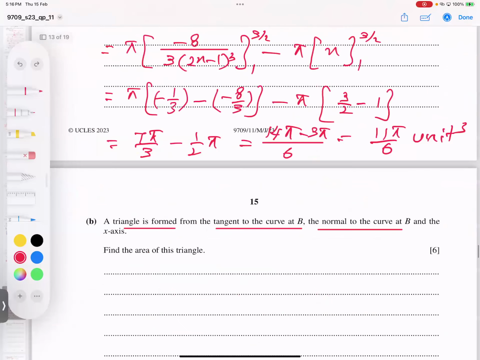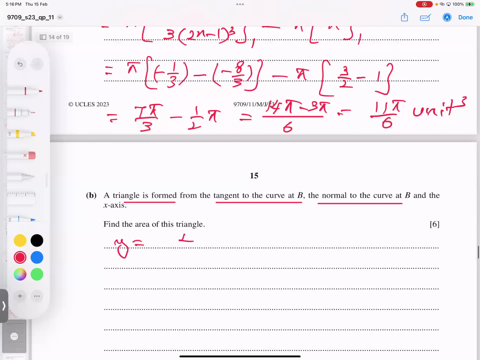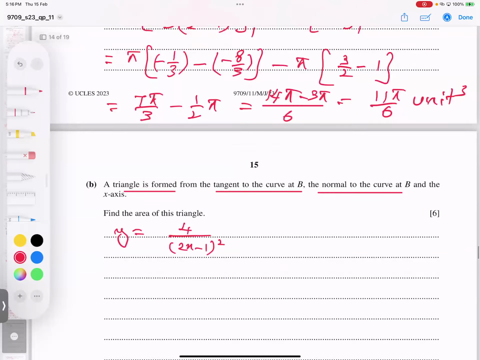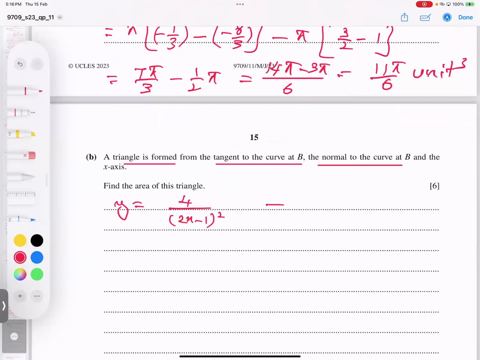The curve is y equals 4 over (2x minus 1) to the power 2. So let's start differentiating. All of you know when you differentiate, what comes? dy over dx. Can I differentiate directly? No way. I have to bring it up. It is compulsory.